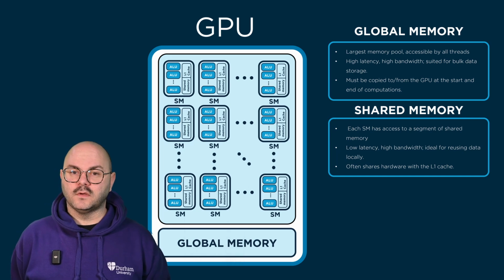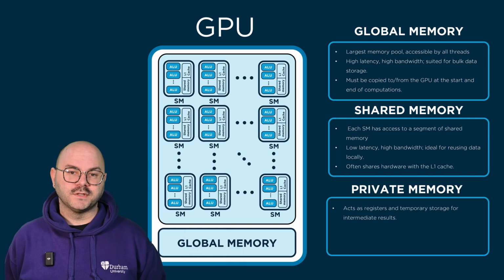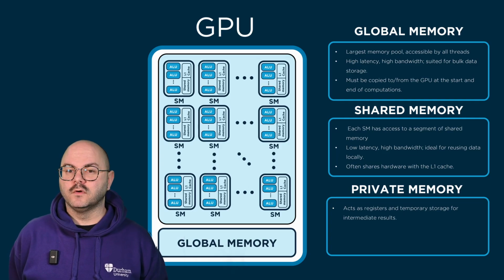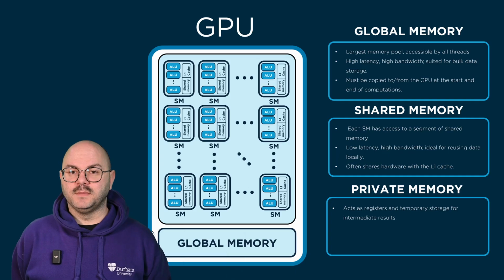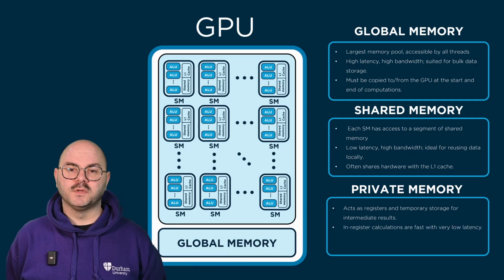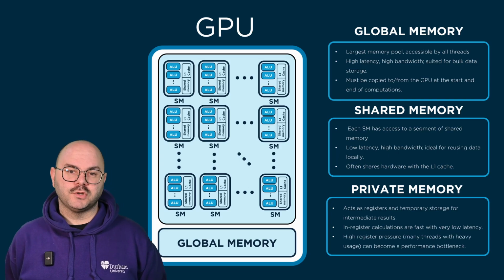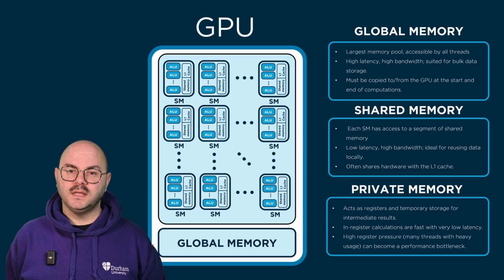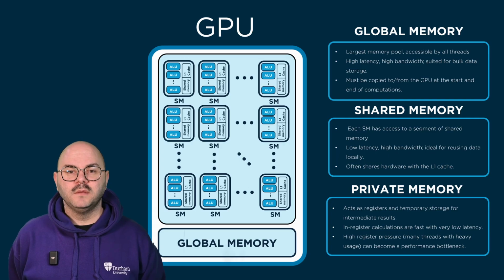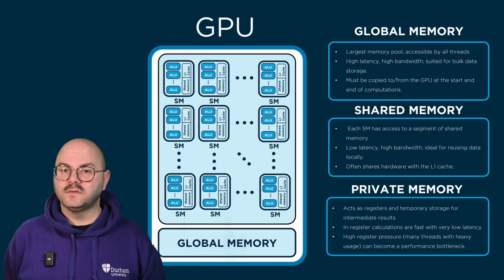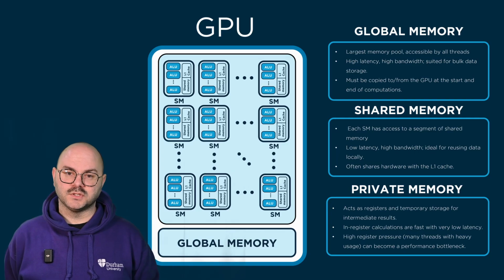Finally, each thread has its own private memory, which acts as registers and temporary storage for intermediate results. As usual, calculations which can be kept in register benefit from extremely low latency access. However, the register pressure of 16 or 32 threads reading and writing intermediate results means this may also become a performance limiter for some calculations.